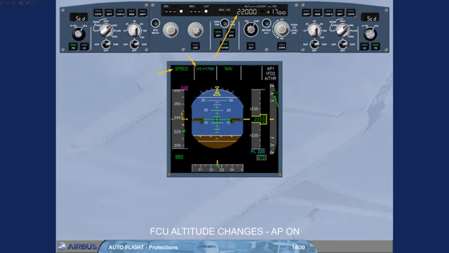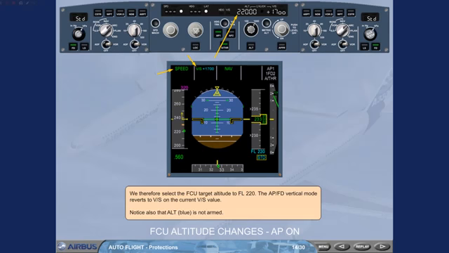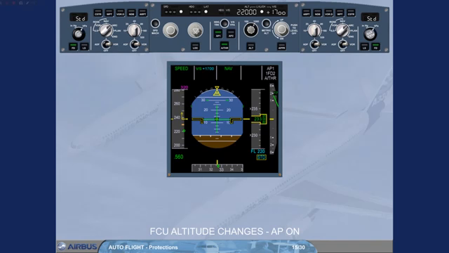The Autopilot Flight Director vertical mode reverts to vertical speed on the current vertical speed value. Notice also that altitude blue is not armed. It is then up to the pilot to decide how to regain flight level 220, by dialing the desired vertical speed target, i.e. down to -1,000 feet, or by pulling the altitude selector to engage open descent. Note, you can imagine the same scenario in descent.